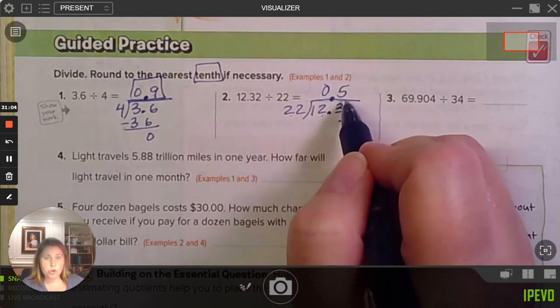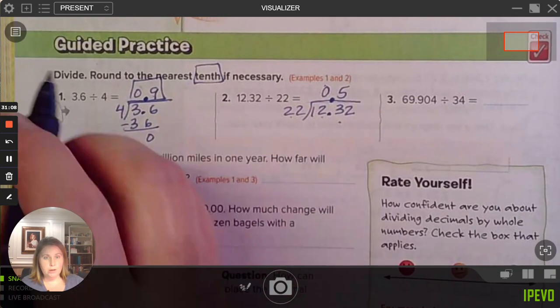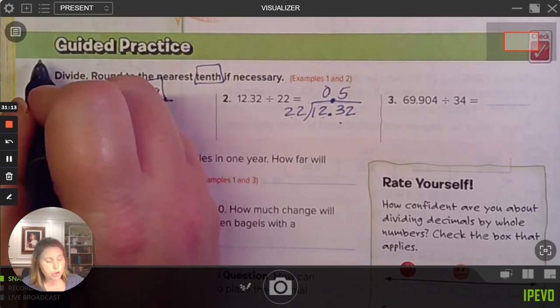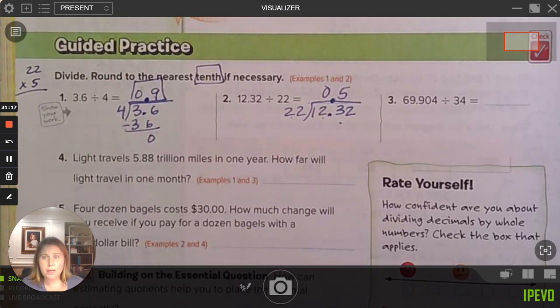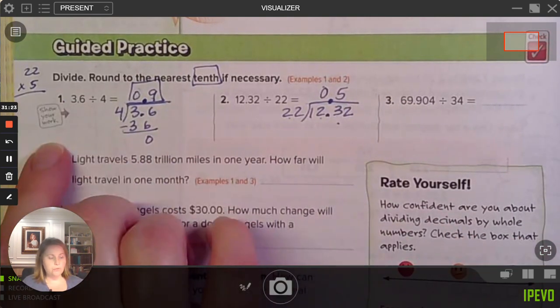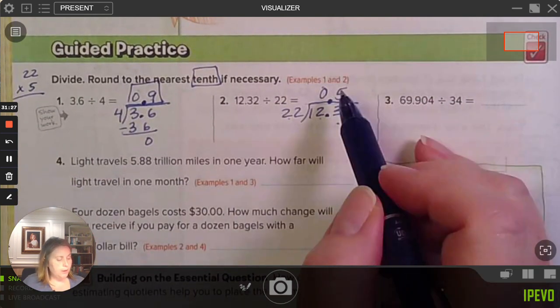And remember, if you're unsure and you don't want to have to erase in your problem, you can always work that off over to the side, right? You could do 22 times 5 and see if it's too small or too big. You can do 22 times 6. I'm just going to do it right here in the problem, but you can definitely always feel free to write that off to the side, okay? I will see your work and it'll be great.